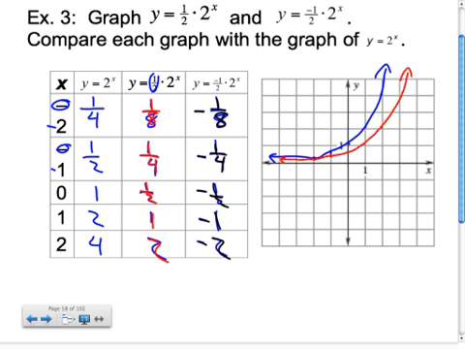It's going to go something like that. And finally, the very last function: when x is negative 2, y is negative 1/8. So negative 2, negative 1/8; negative 1, negative 1/4. And then I have, let's see here, 0 is negative half. And when x is 1, y is negative 1. When x is 2, y is negative 2.